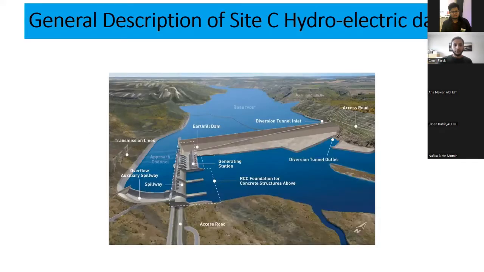And if we see our concrete structures, which are on the left of the screen, the spillway and generating station, they are also parallel to the river. So in case the earth moves due to various geological events, let's say an earthquake, or due to some water pressure, then we can anticipate the powerhouse or the spillway or the generating station will also move. So there's a huge risk if we just build the concrete structure on the regular rock.